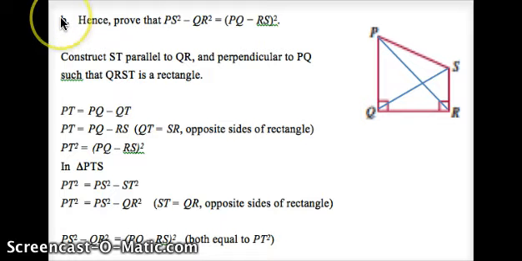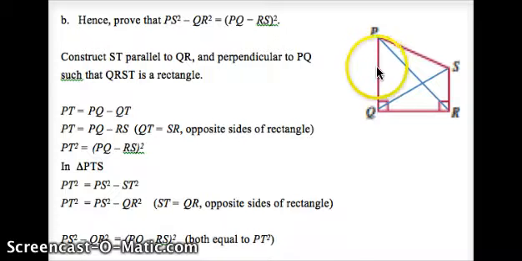Now in part B of this question, we're asked to hence prove that PS squared minus QR squared is equal to PQ minus RS, all squared. Now, you can see that PQ minus RS is in a bracket. Now, RS, it looks like QRS. If I put a point over here, T, I could actually draw up a rectangle if I put the point T here.